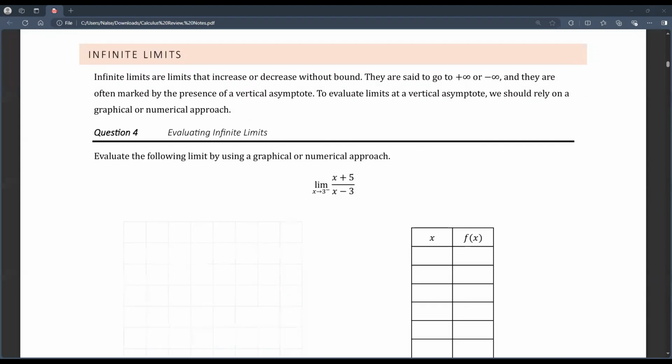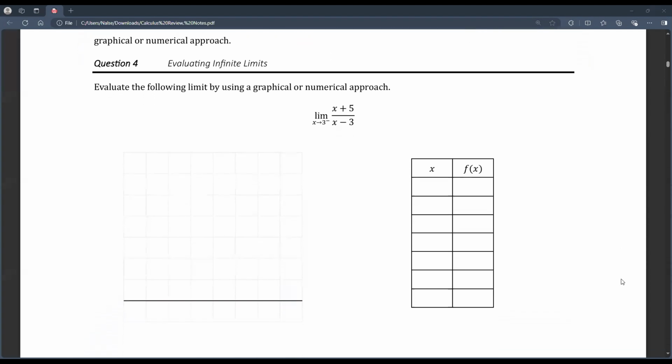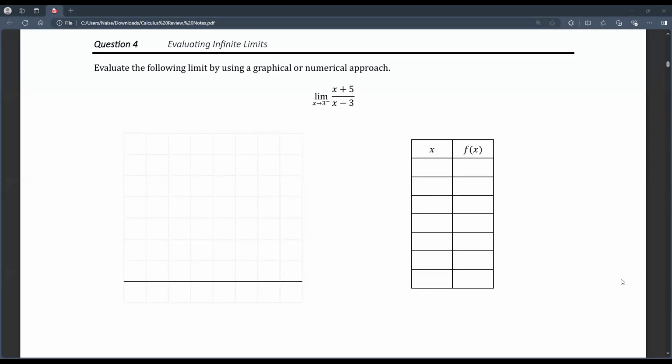Limits that go to infinity are called infinite limits. These limits increase or decrease without bound, and are often marked by the presence of a vertical asymptote. A graphical or numerical approach should be used to evaluate these types of limits. See if you can use one of these approaches to solve question 4, a one-sided limit.